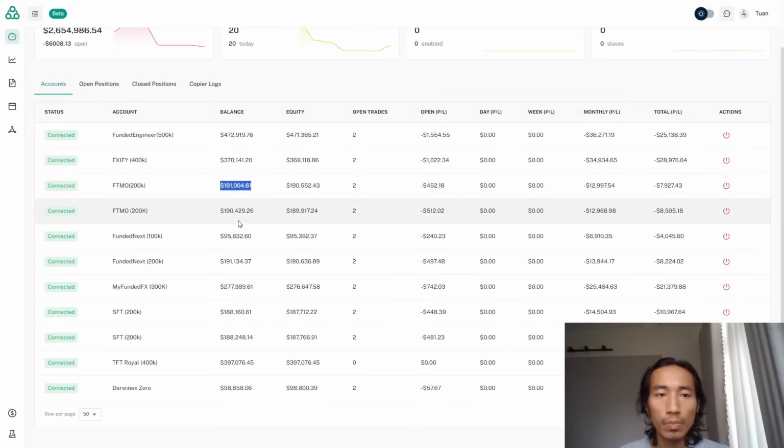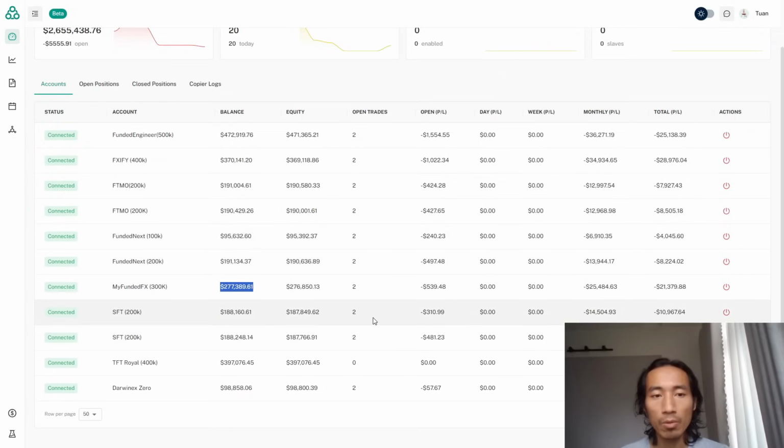On FTMO, I was down around 4 to 5%. On the next, I was down around 5% as well. On FX, I'm down around 7%. NFT, around 6%. TFT, I stopped trading because Vietnam was banned. So as you can see, the drawdown is from 5 to more than 7%. It's pretty deep. I'm not sure if we can overcome this, but I'm just going to do my best.